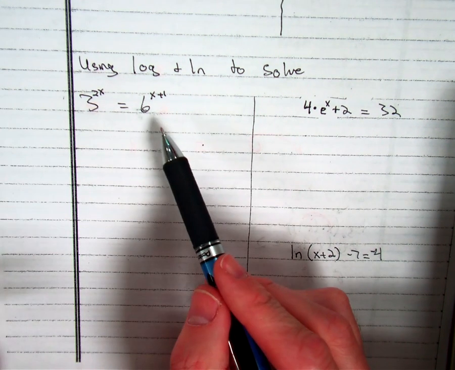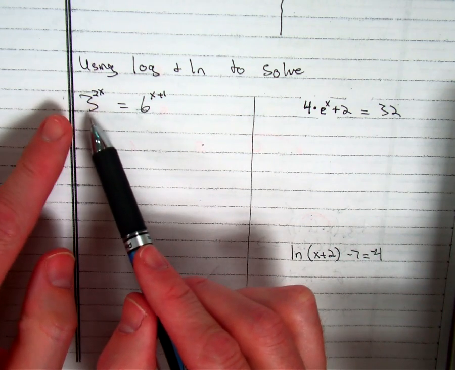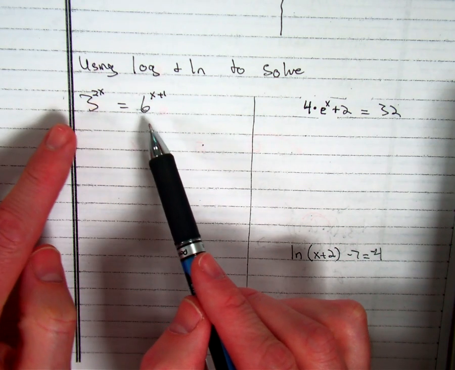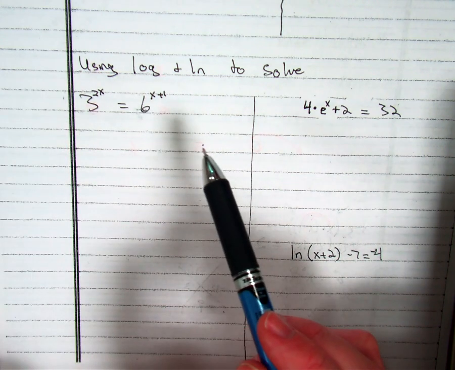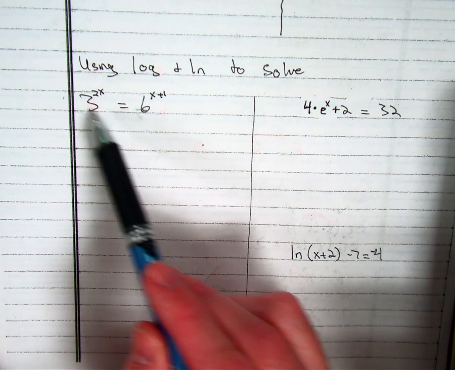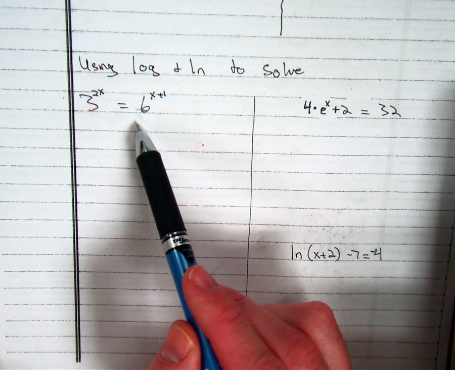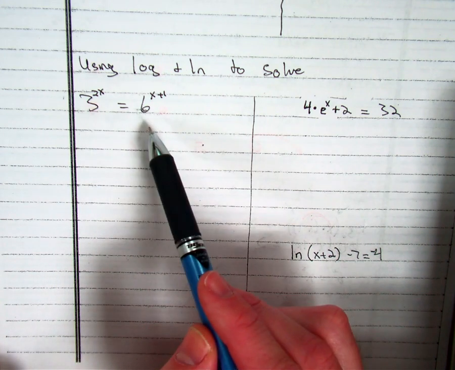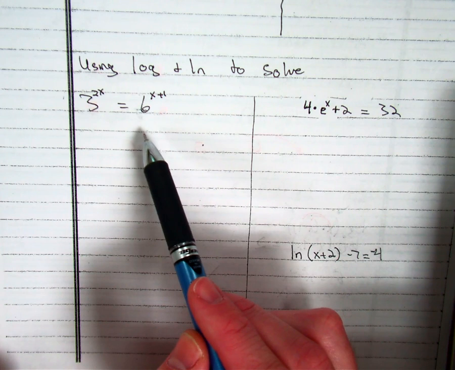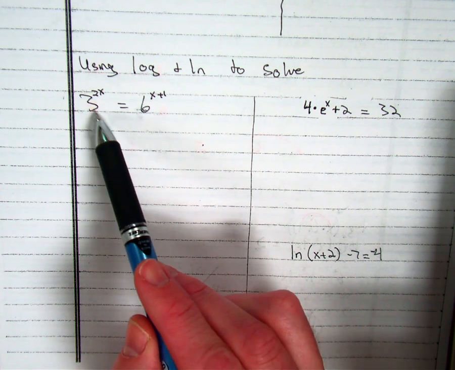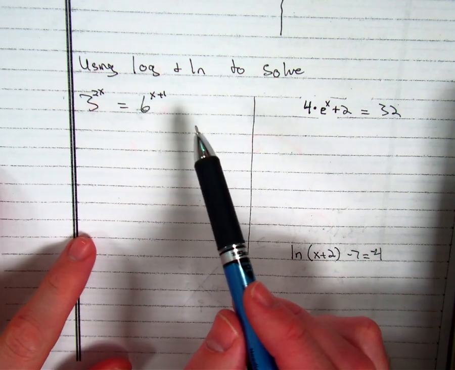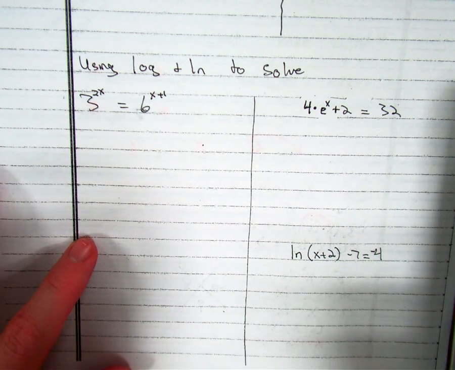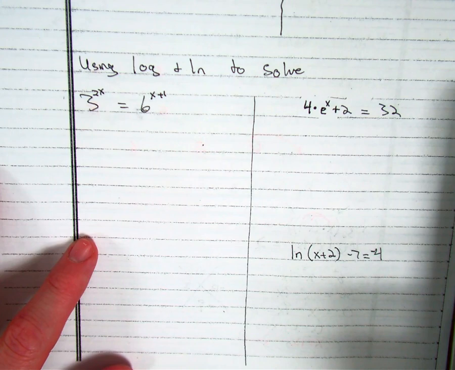Previously, with a problem that looked like this, we would try to change the base to match up. So we could say that they're the common base, and then we could compare the exponents. It's not always possible to rewrite the bases as a common base. 3 and 6 look like they should be related to each other, but you can't rewrite 3 and 6 as a common base. So what do I do? How can I get those exponents down?